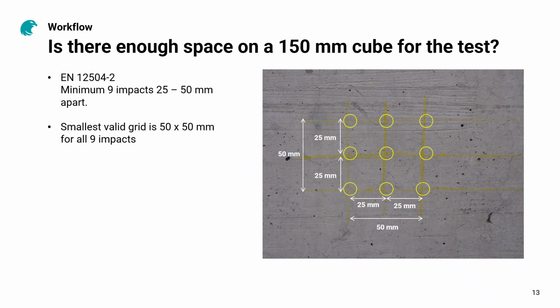Another question I'm often asked is there enough space on a 150mm cube for a rebound hammer test? If we look at the European standard EN 12504-2, it requires a minimum of 9 impacts 25 to 50mm apart. So the smallest valid grid is only 50 by 50mm for all 9 impacts. So there's more than enough space on a cube.